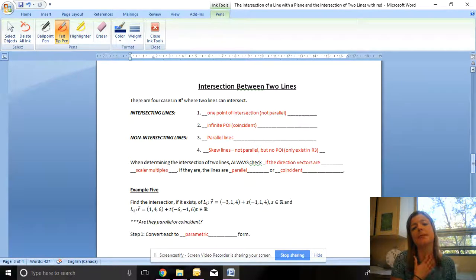Now we can talk about the intersection between two lines. So you might be like, well, Mrs. Weens, we already know all about this because you taught it to us in grade 9 and you did such a good job. It's too easy for me.